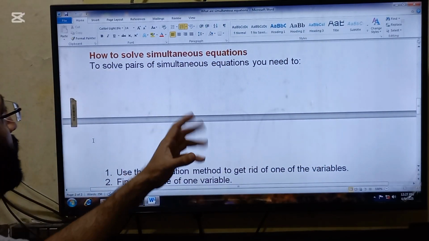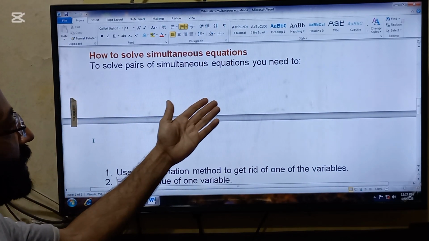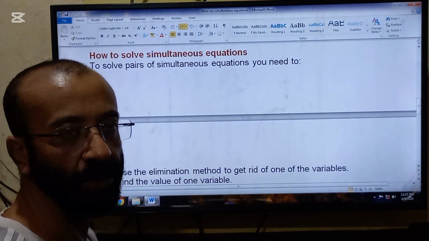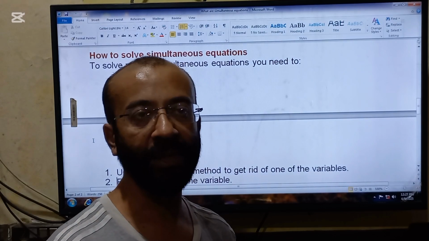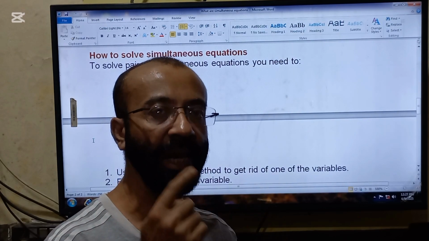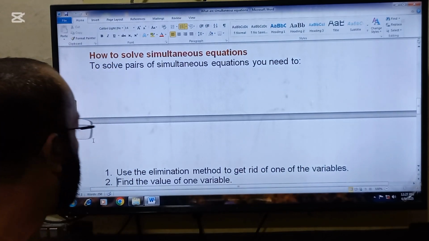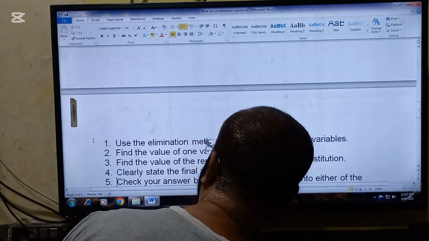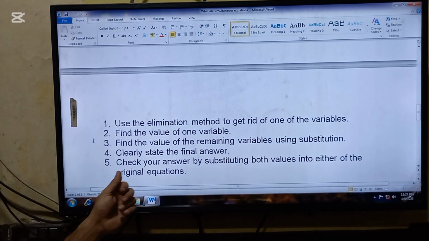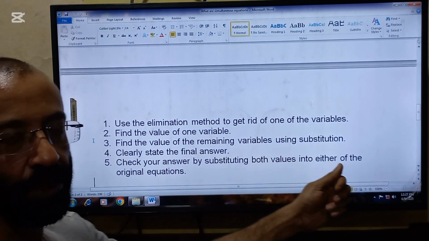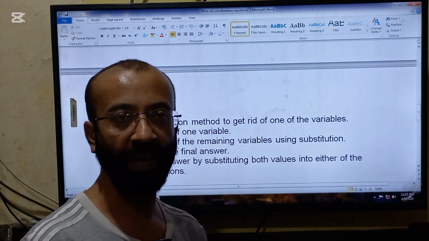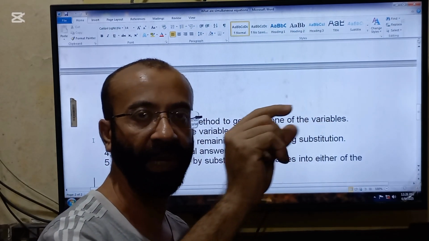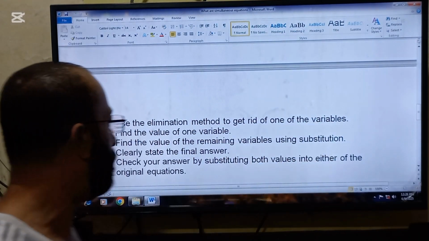How to solve simultaneous equations? To solve pairs of simultaneous equations, you need to use the elimination method to get rid of one of the variables. So the first challenge before us will be how to eliminate one variable from the simultaneous equations. Next is find the value of the variable. So we will find the value of the variable, and the next step will be to find the value of the remaining variable using substitution. When we are at this stage, we will put the value of the one variable in the equations to find the value of the other variable.